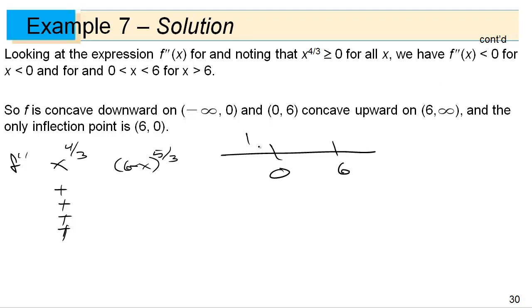Pick a negative number, right? -1. These are all positive. Put a -1 in here. 6 minus a -1 is positive. So this is going to be positive. The whole thing's going to be positive on this interval. Between 0 and 6, pick +1 again. 6 minus 1, still a positive number, still positive. The whole thing is still positive. Something bigger than 6, like a 7, this all of a sudden becomes negative, and this becomes negative.